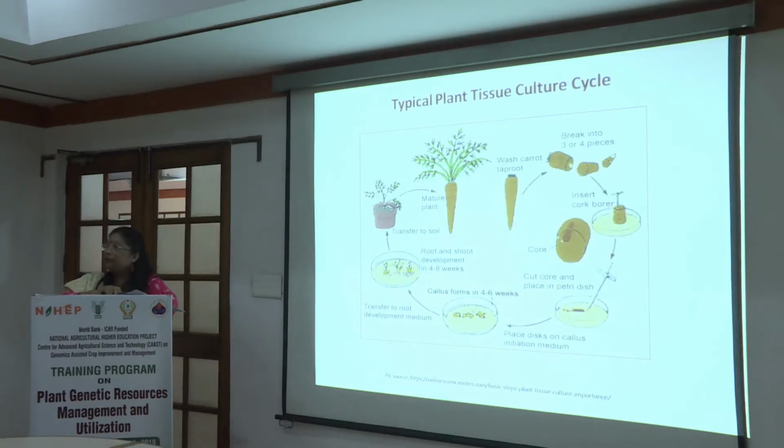Now, typically a plant tissue culture cycle, protocol rather, is mostly cyclic. So you start from an explant, put it in an artificial medium, allow it to regenerate, regrow shoots, and then a whole plant is formed which can be taken out. So it's mostly a one-way cyclic process.